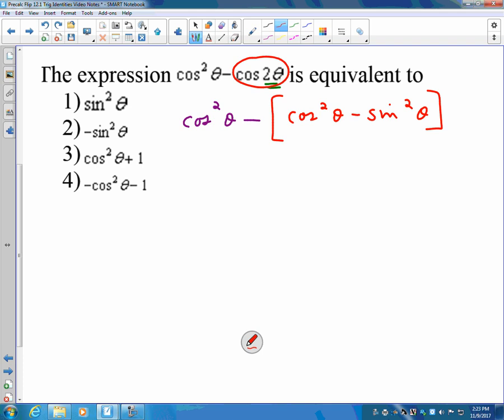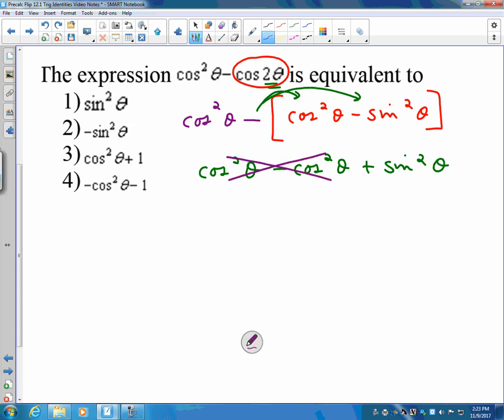If I replace the cosine of 2 theta with cosine squared theta minus sine squared theta, let's see what would happen. I get the cosine squared theta. When I distribute this negative here, I'm going to get minus cosine squared theta plus sine squared theta. And look at what happened. These guys are gone. That's what's left. There's my answer.